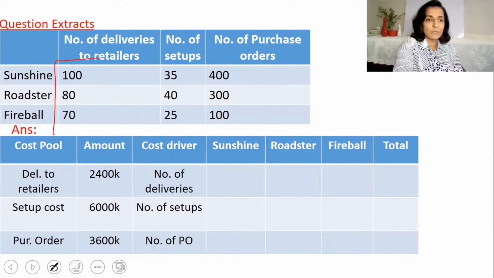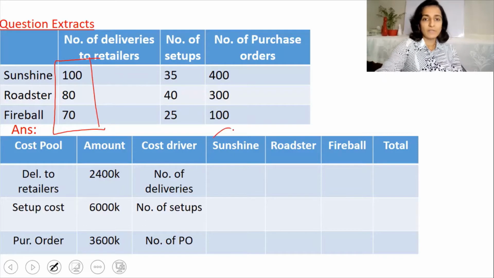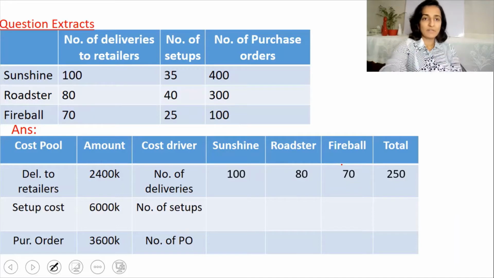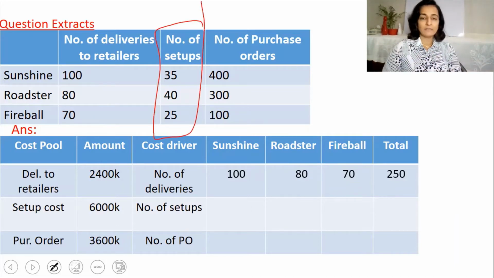So I am going to copy the first cost driver into the respective products. So it is 100 for Sunshine, 80 for Roadster, and 70 for Fireball, giving a total of 250. That is 100 plus 80 plus 70. Now coming to the second cost driver, the number of setups. So we shall key in that figure. So 35 for Sunshine, 40 for Roadster, and 25 for Fireball.